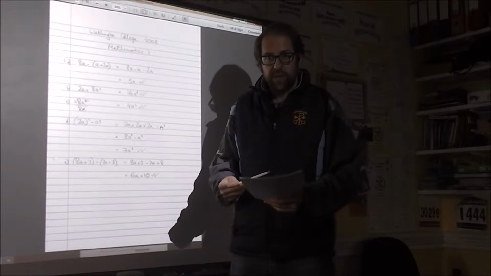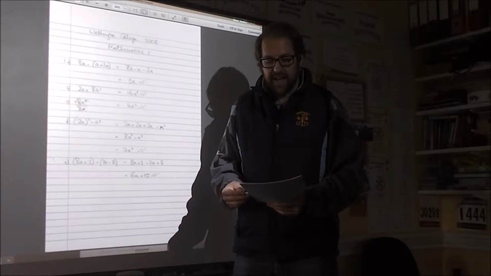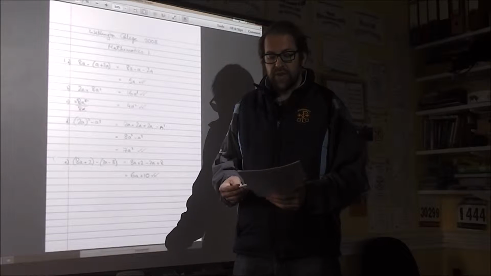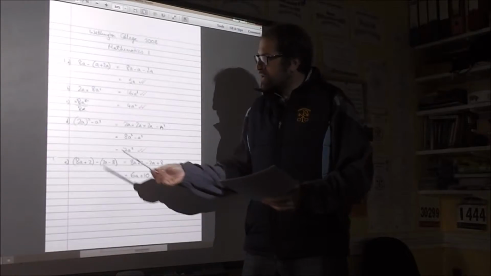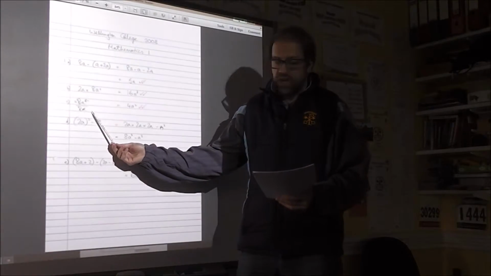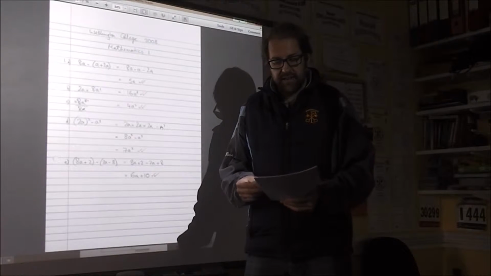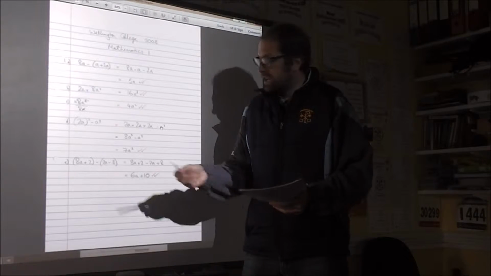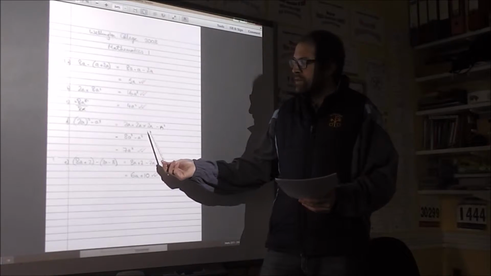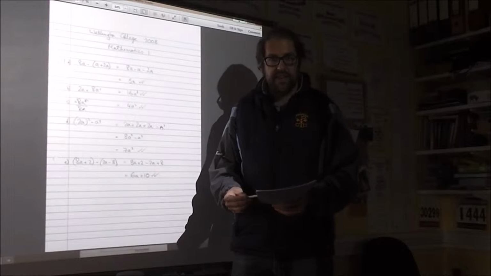Part B, multiply the coefficients to get 16. Add the indices on the variable to get a to the power 3, 16a cubed. Question C, I put it into a fraction, so I could simplify it by cancelling, and the answer is 4a squared. Part D, write it out, 2a times 2a times 2a, which gives you 8a cubed.